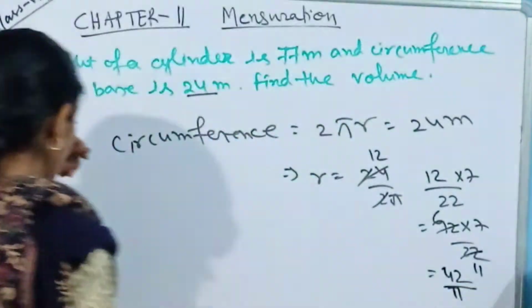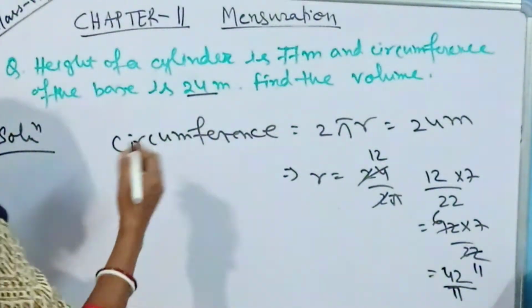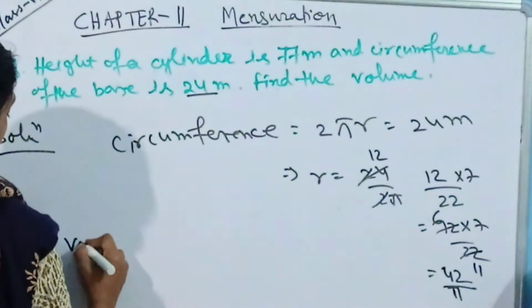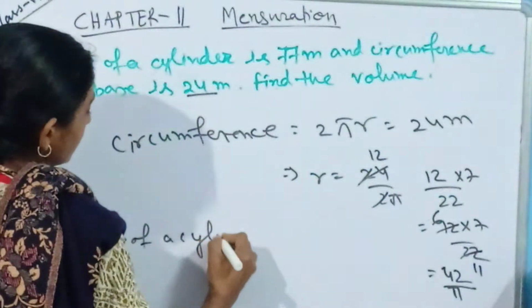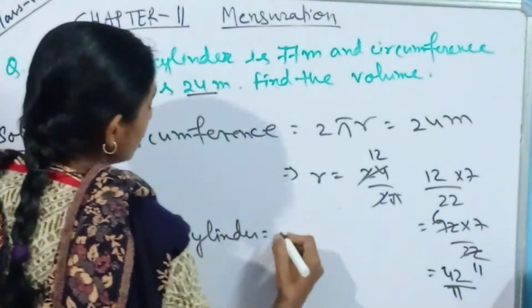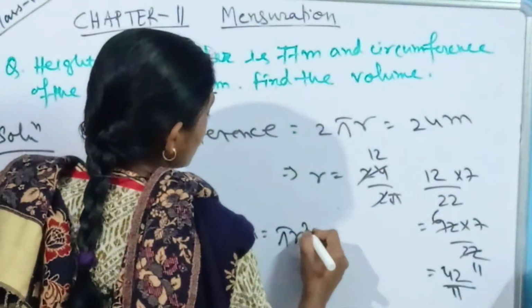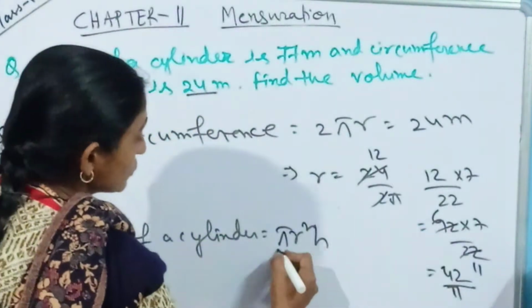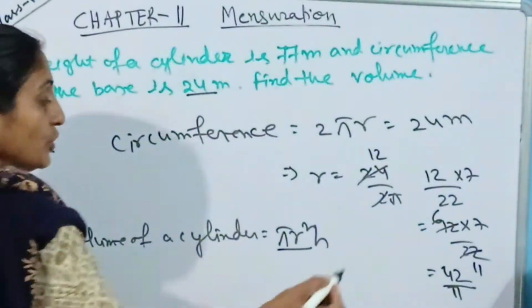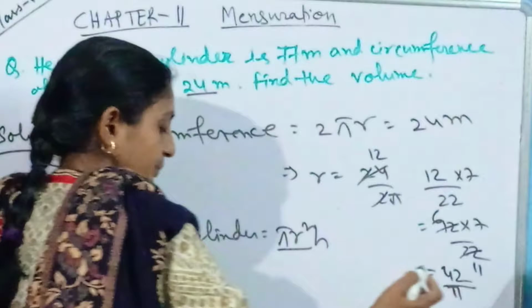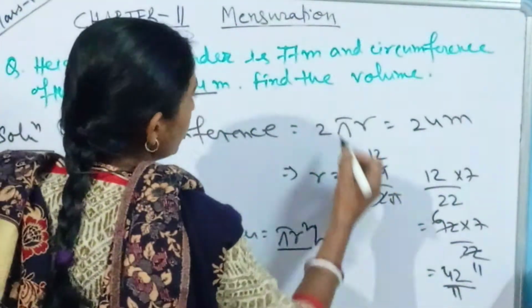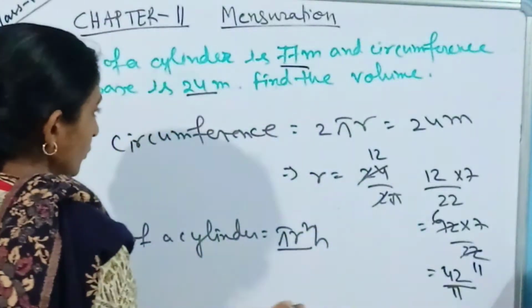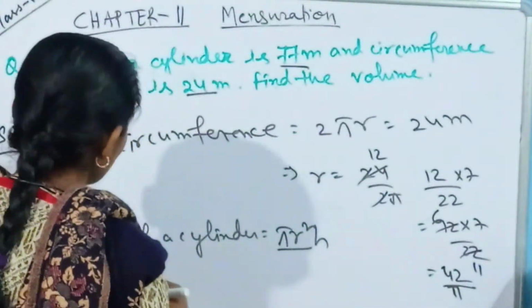Let it be. Now we will look for the volume of this cylinder. So what is the formula of volume? Volume of a cylinder is equal to pi r square h. Pi r square is the area of the base. We already know the radius of the circle at the base, and we know the height also, so we can find it easily. So let's see what the volume will be.